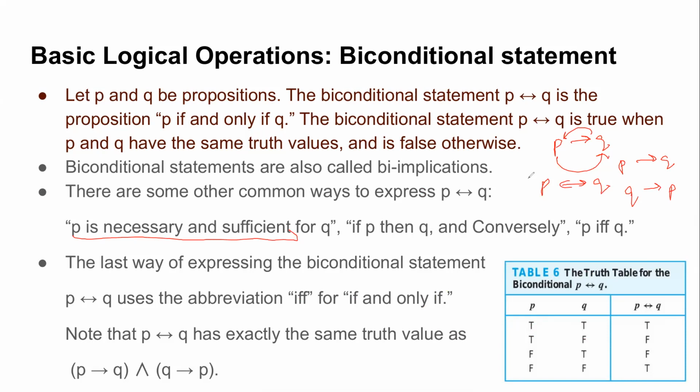So basically, saying P if and only if Q is actually the same as saying P implies Q conjunction Q implies P. You can check it for yourself. Make the truth table for this and this, and you will see they are equal. P biconditional Q is exactly the same as if P then Q and if Q then P. If both the conditions hold, only then the biconditional also holds true.